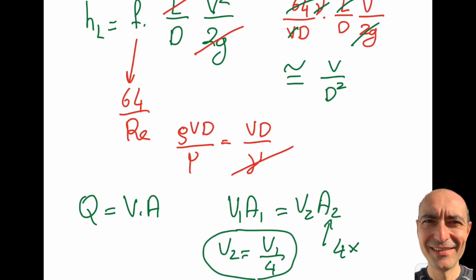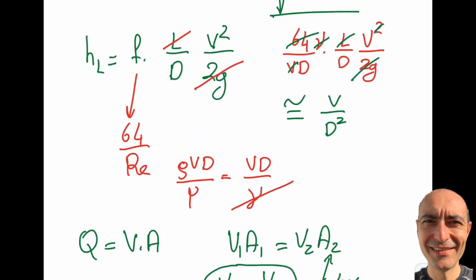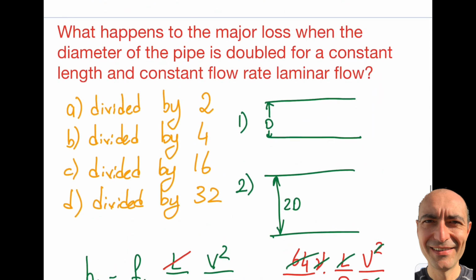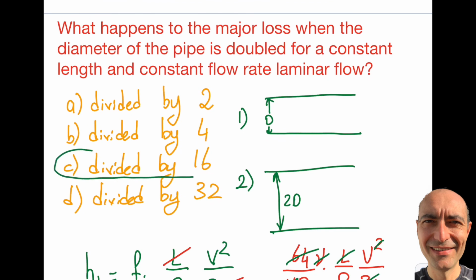So now I look at the ratio: this is divided by 4. This diameter is doubled, so doubled means 2 to the power of 2, that is 4. So now you can see this relation becomes 1 over 4 times 1 over 4. As you can see, this is 1 over 16. So if I go up here, you can see the choice is C for this particular question. Thank you for watching this video.